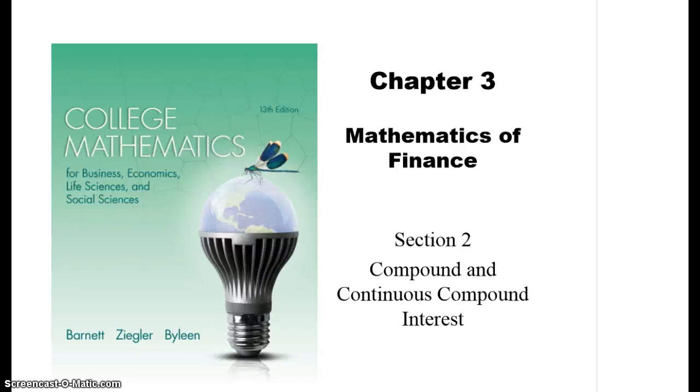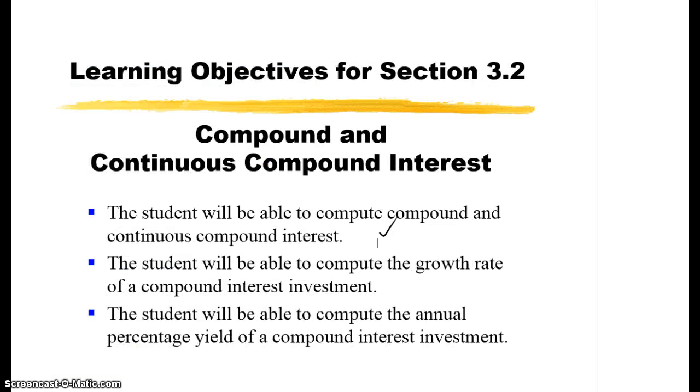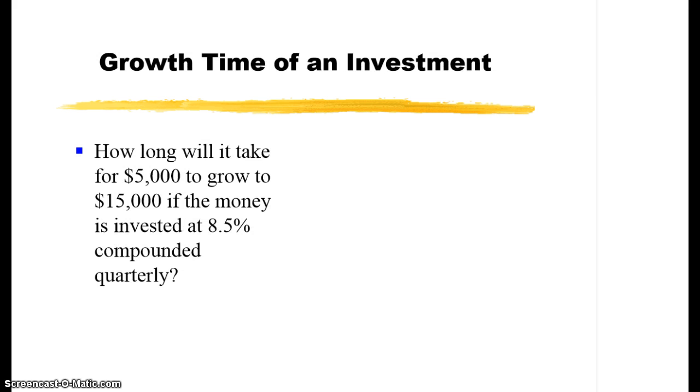Okay, we're in 3.2 of Barnett still, and we're going to introduce continuous compound interest, but first we're going to focus on the growth rate of a compound interest investment. Take a look at this example. How long will it take for $5,000, P, to grow to $15,000, A, if the money is invested at 8.5% compounded quarterly?